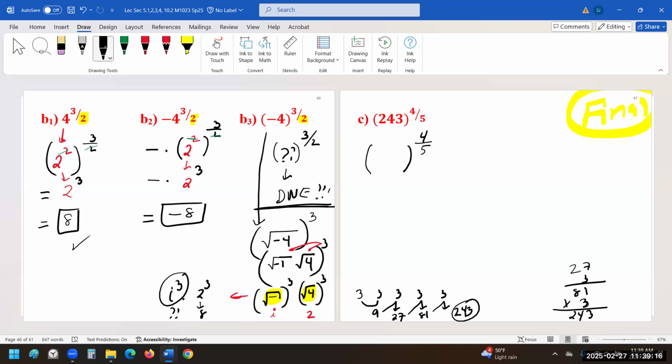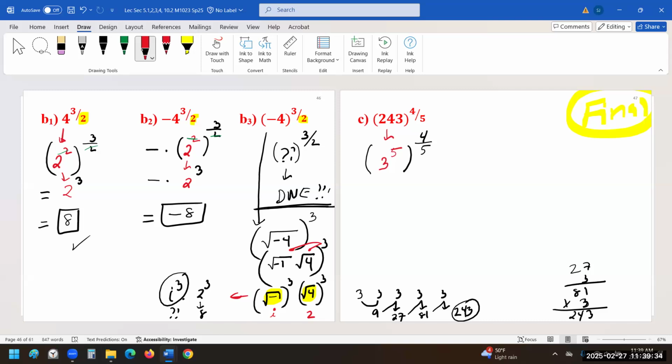So 243 is what number to the 5 power? 3. And yes, this is a final exam question. So you might see something like this big in the exam.